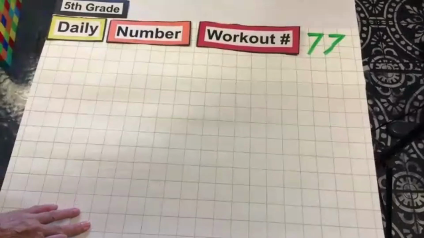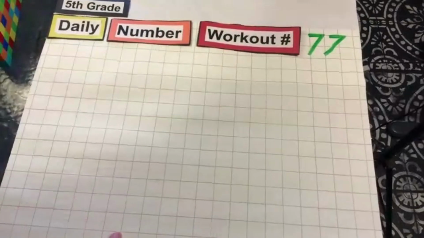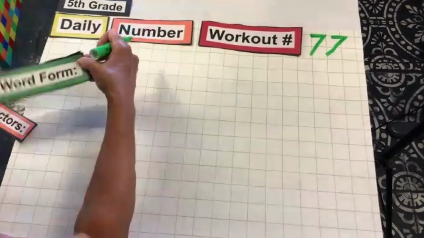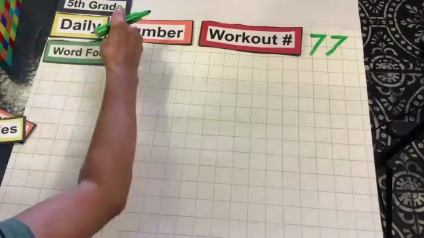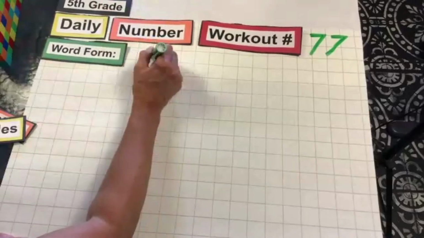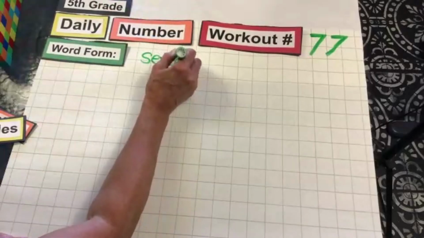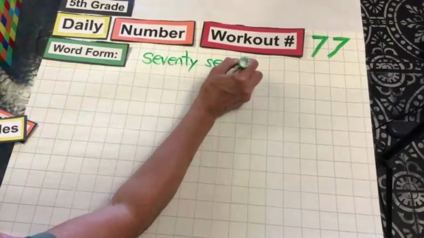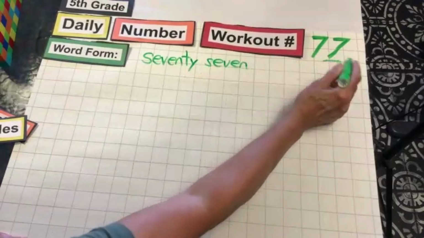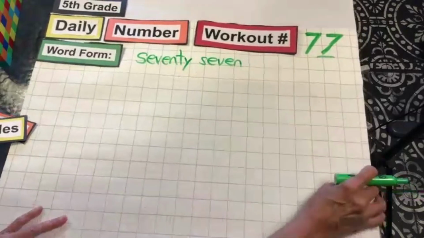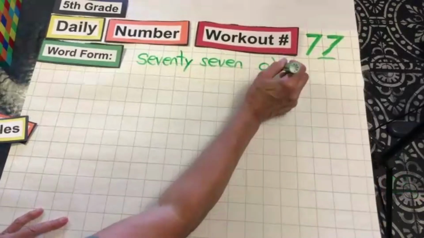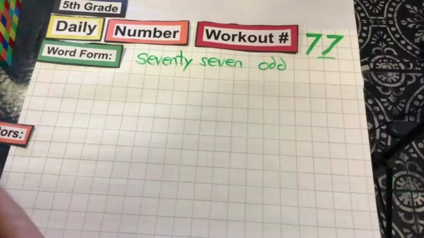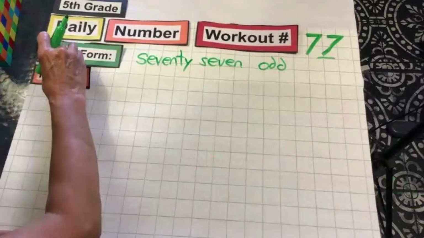All right. So let's get started with the word form for 77. And that would look just like this. 77. And because it ends in the ones place value with a 7, it is an odd number. Odd. Let's go for factors.